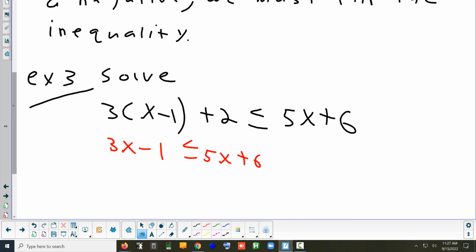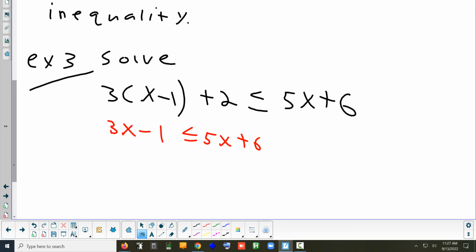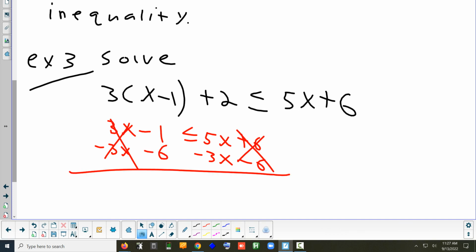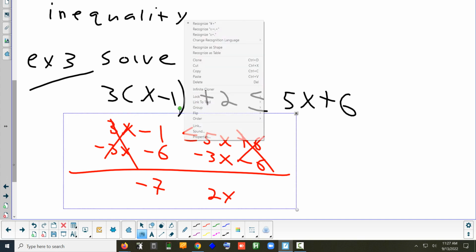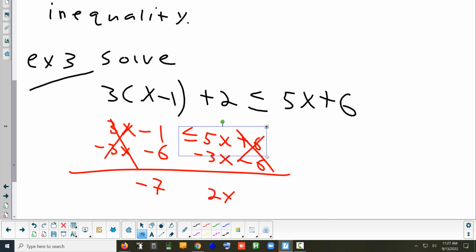Okay, JC, what could I do next? You're going to want to subtract 3x from both sides. Okay, so I'll do 3x. And at the same time, what else could I do? You can subtract 6 from both sides. Negative 1 minus 6 is negative 7. 5x minus 3x is 2x, and now she subtracted on both sides. So do I flip the sign? No, that's subtraction. You never flip it with subtraction.